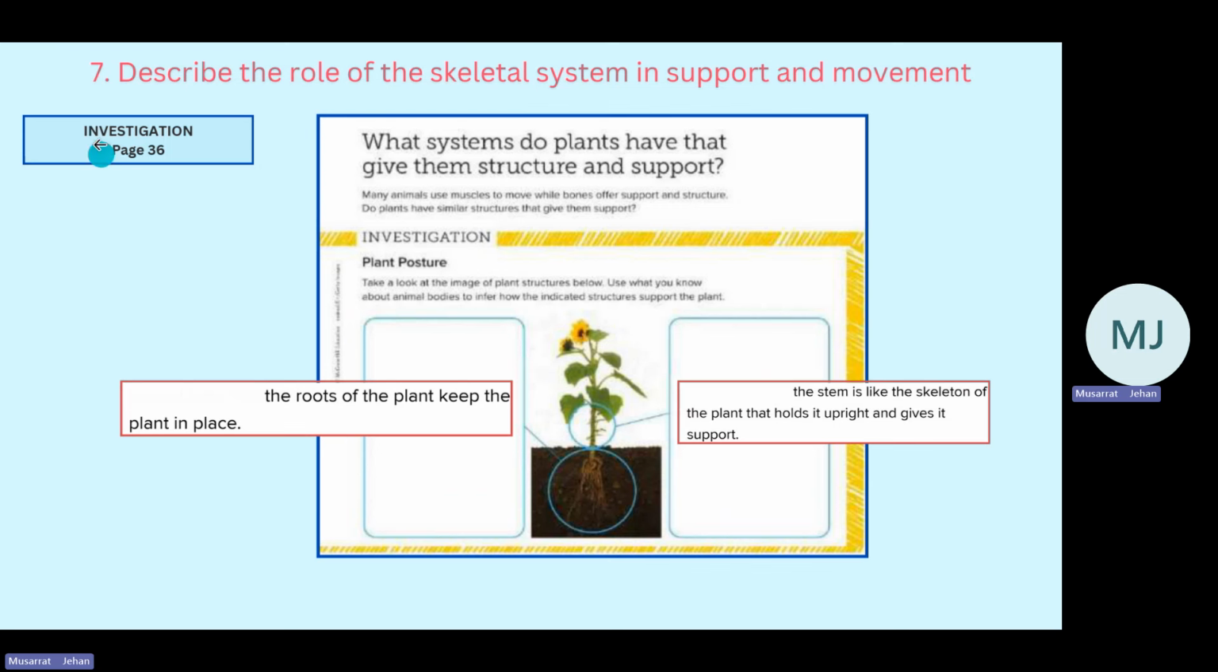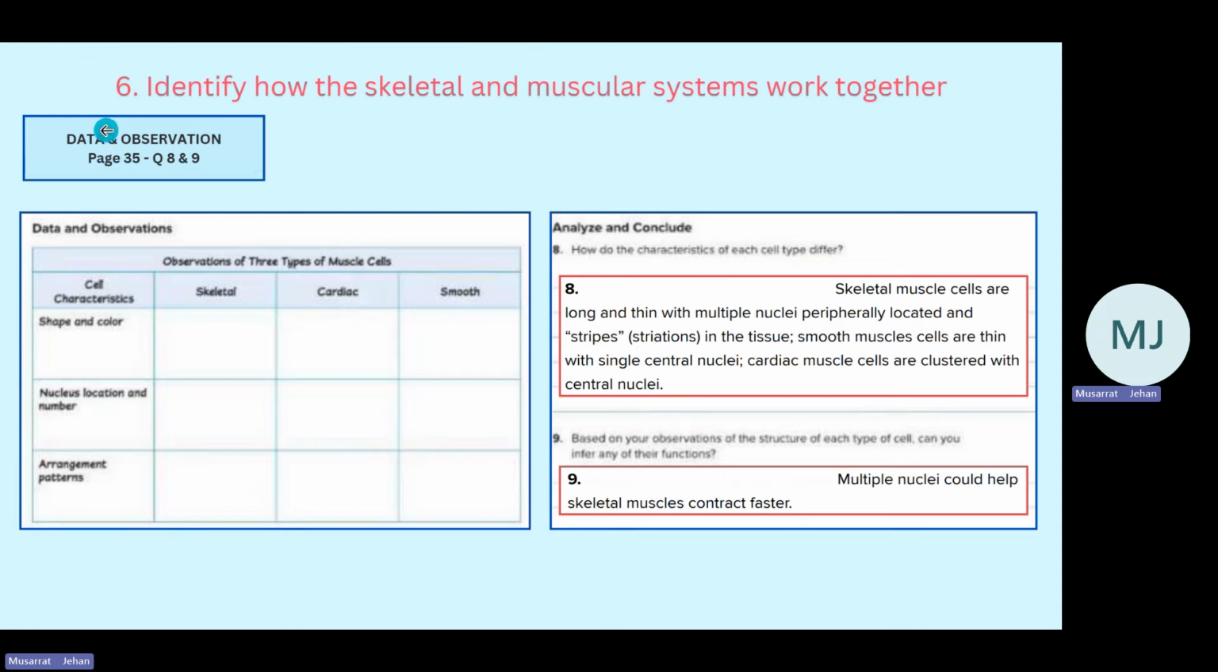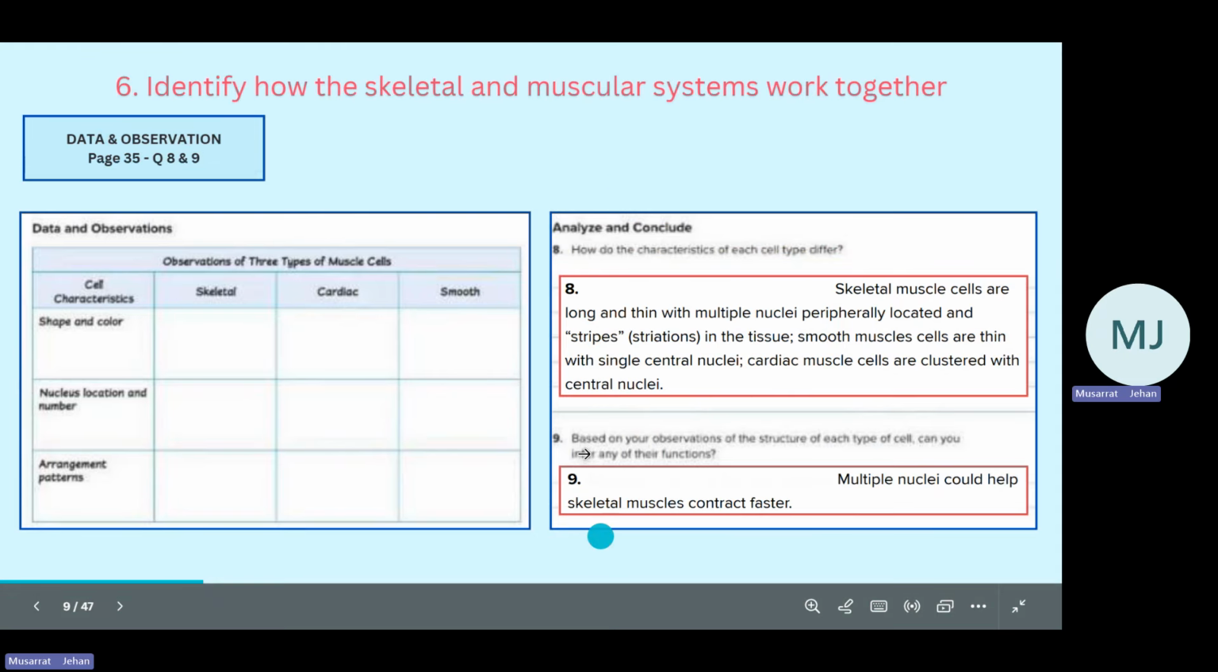Okay, next question is about... and also here one thing I would like to mention is that skeletal muscles are under our conscious control.